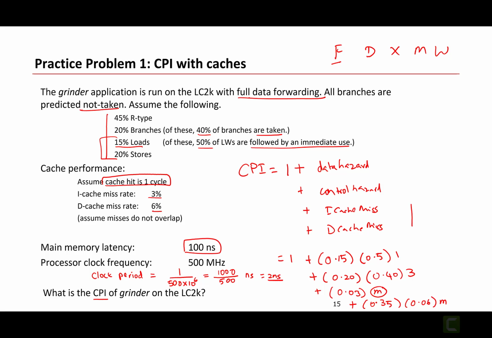So if one clock takes 2 nanoseconds, then if I have 100 nanoseconds, how many clock cycles would that be? So that will be 100 nanoseconds divided by 2 nanoseconds. That will be 50 cycles. So the main memory latency is 50 cycles. So that's what we had used as M here. So M value is 50 cycles. So I can plug that 50 in there. So instead of M, it would be 50. And once you compute this equation, you would have figured out what your CPI value is.